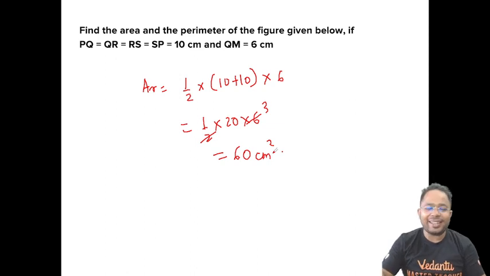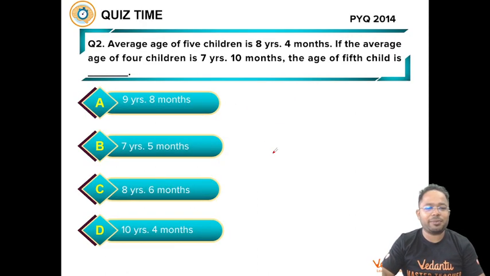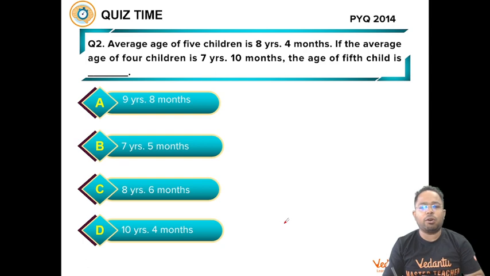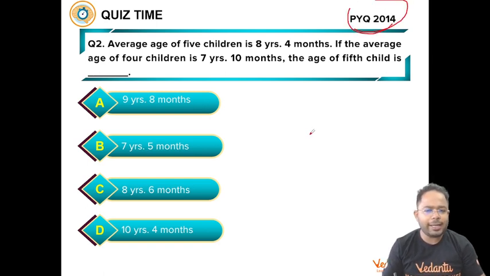Okay, then let's move on to the next question. Average age of 5 children is 8 years 4 months, and if the average age of 4 children is 7 years 10 months, the age of the fifth child is how much? It's a question based on average, and again a 2014 question.